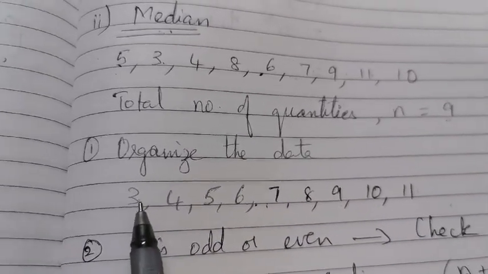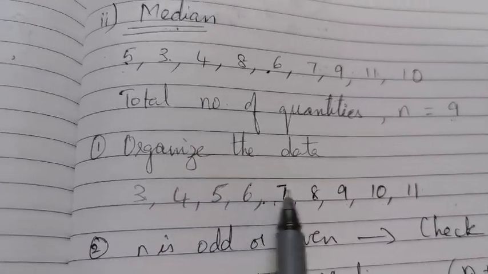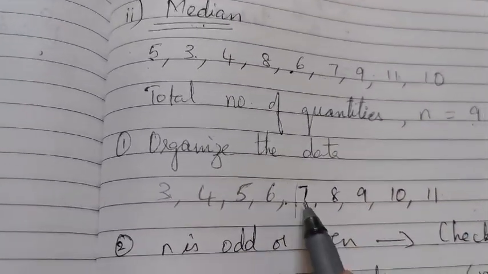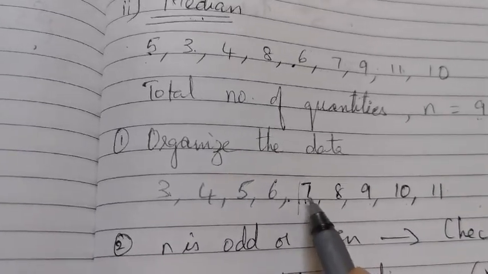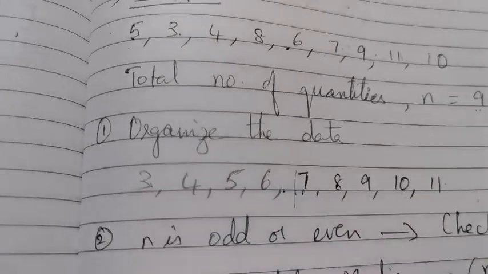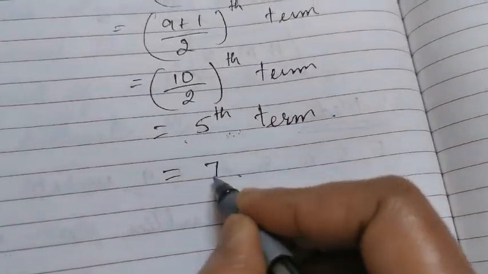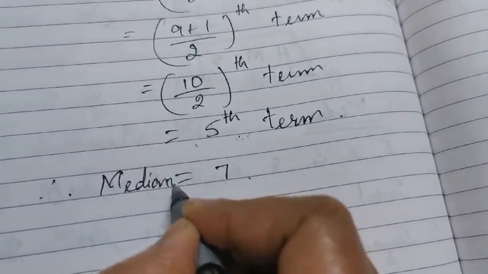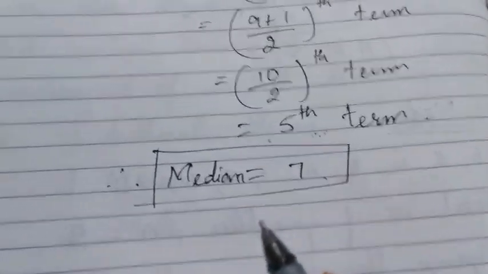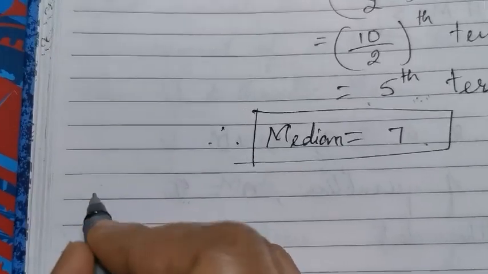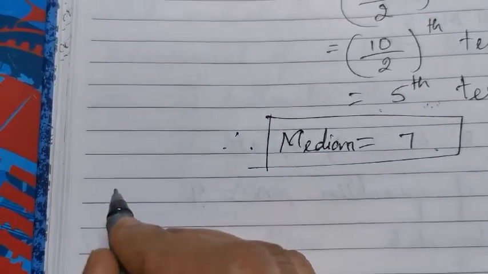We have to check the fifth term. 1, 2, 3, 4, 5. So the fifth term is 7. So 7 is the median. Therefore, median is equal to 7. Now we look for an example where n is even.